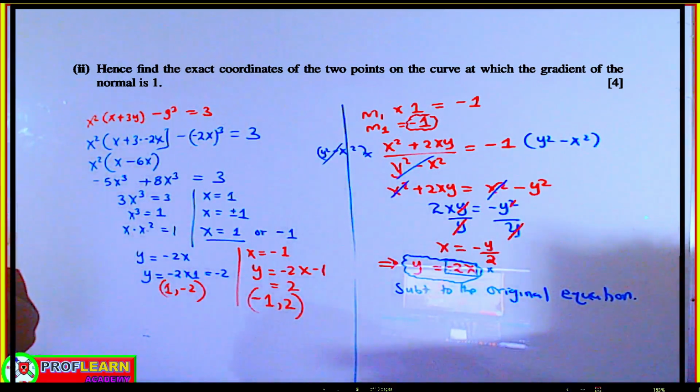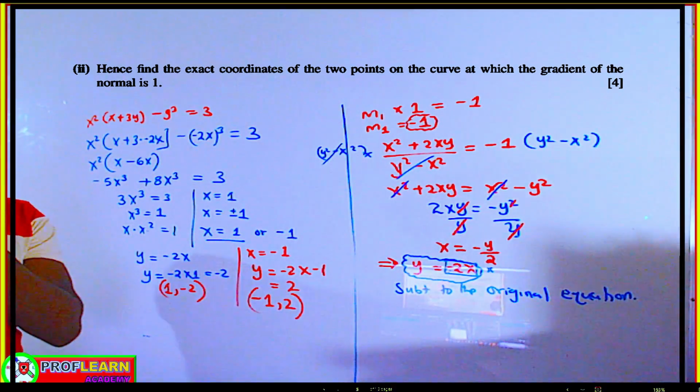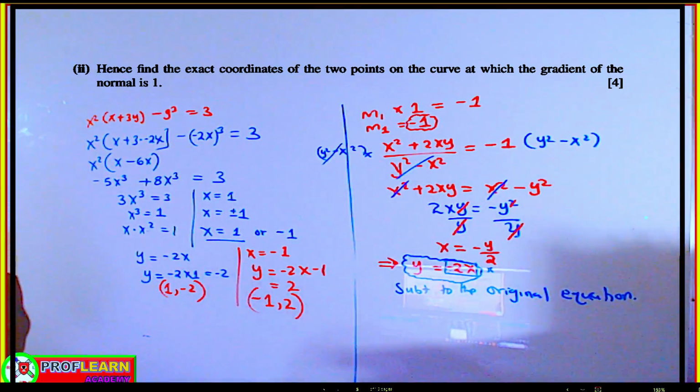So those are the exact coordinates of the 2 points on the curve at which the gradient of the normal is actually 1.